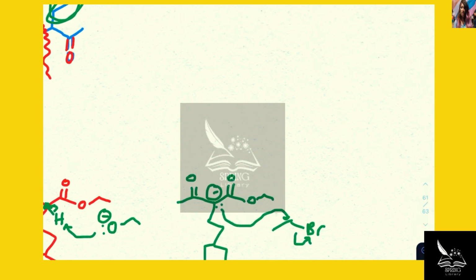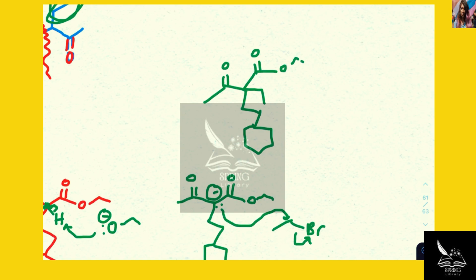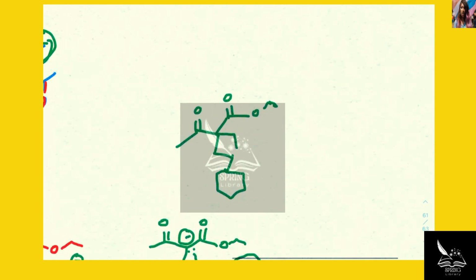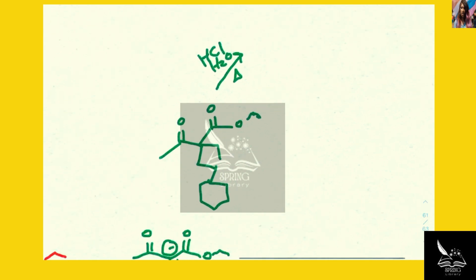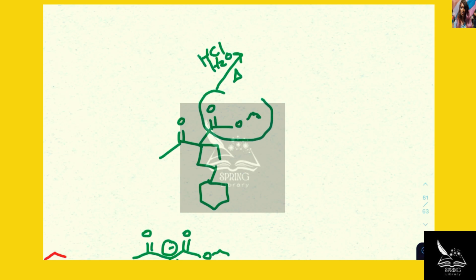So I should end up with this as my next product. My 2 carbons connected to my cyclohexane, and then I have those 2 carbons over here, and last but not least is my ester, which I can now undergo my decarboxylation reaction, which is going to utilize HCl, water, and heat. What that does is turn this into a carboxylic acid, which is going to undergo decarboxylation to turn into CO2, which is eventually going to form my final product of this.